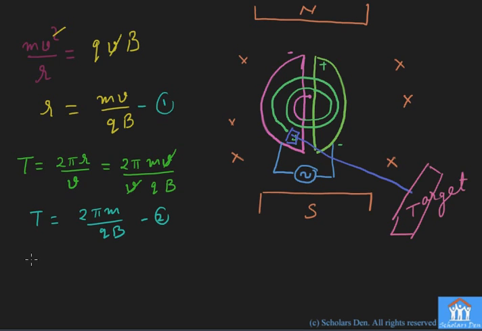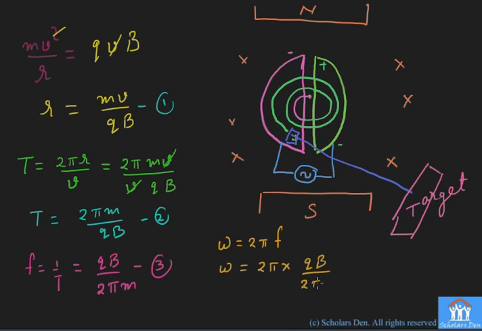Now, what is the frequency? Frequency is the reciprocal of the time period, so it will be qB upon 2 pi m. Suppose we are asked for the angular frequency: omega is equal to 2 pi f, so omega is equal to 2 pi multiplied by qB upon 2 pi m. The 2 pi cancels out, so omega is equal to qB by m. This is termed as angular frequency. So four terms we have derived: first is the radius, second is the time period, third is the frequency, and fourth is the angular velocity. Thank you.